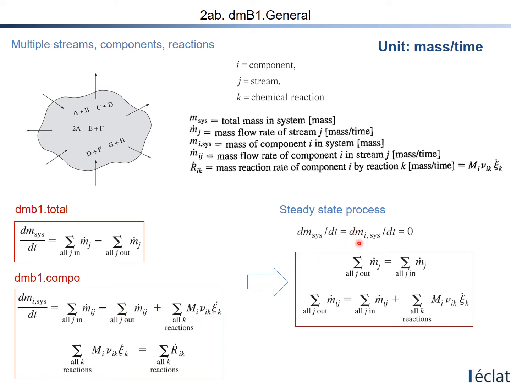At steady state, those equations are simplified after considering that the dm/dt term goes to 0. So for the total amount, input is equal to output. How about the component version? Output is input plus generation term.